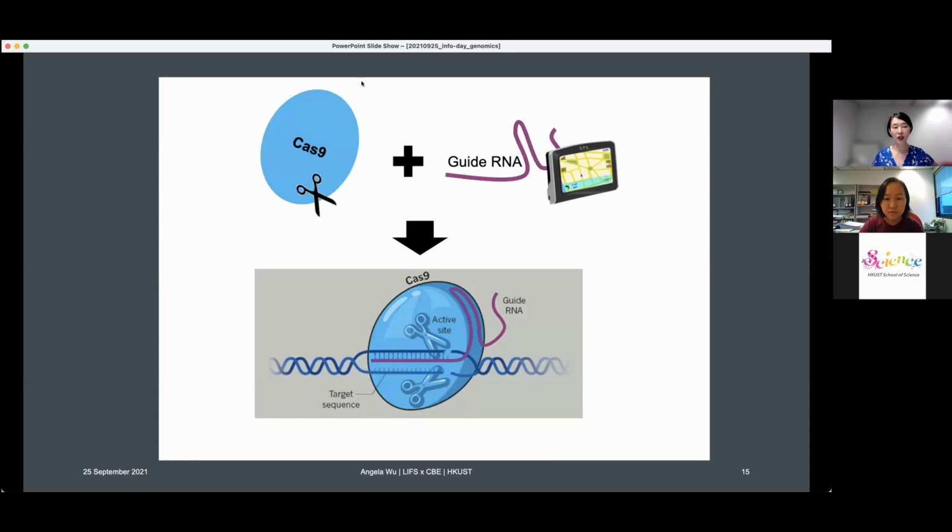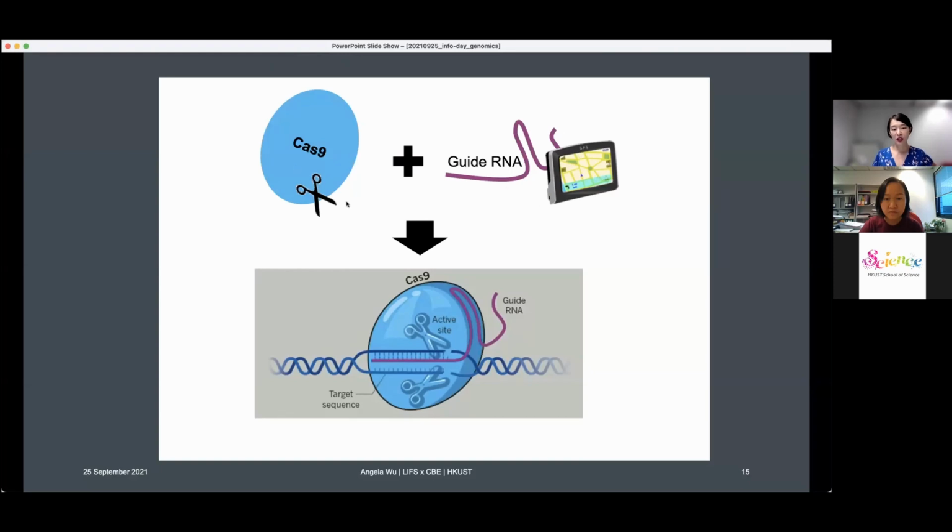The first component is a protein called Cas9. This protein actually comes from a bacteria. And there is another component called a guide RNA. This is a small molecule which acts like a GPS for the Cas9. The function of the Cas9 is like a pair of scissors, and this small RNA is like the GPS.